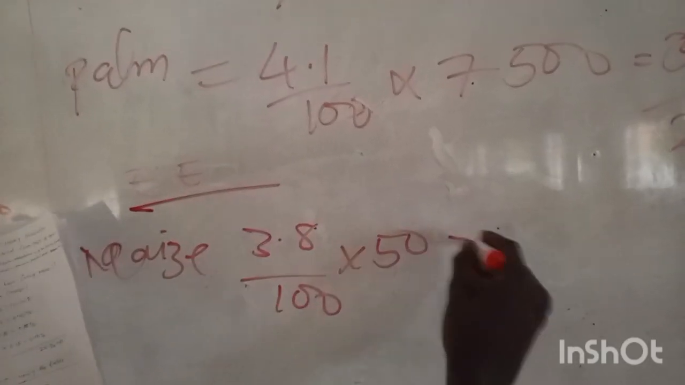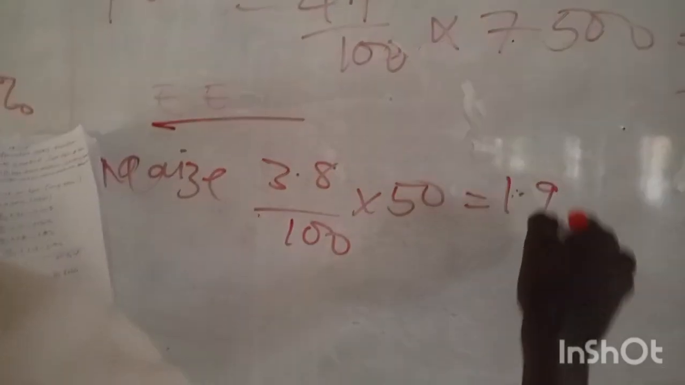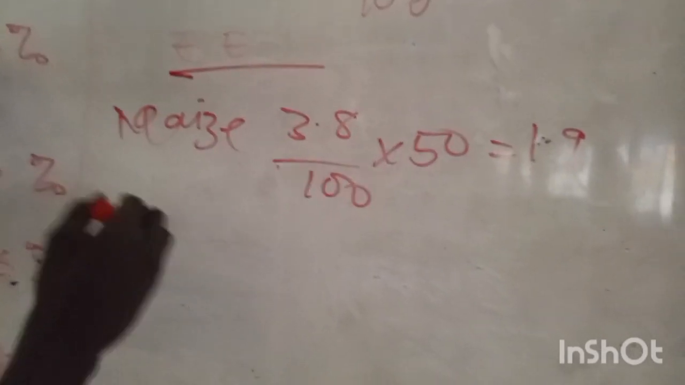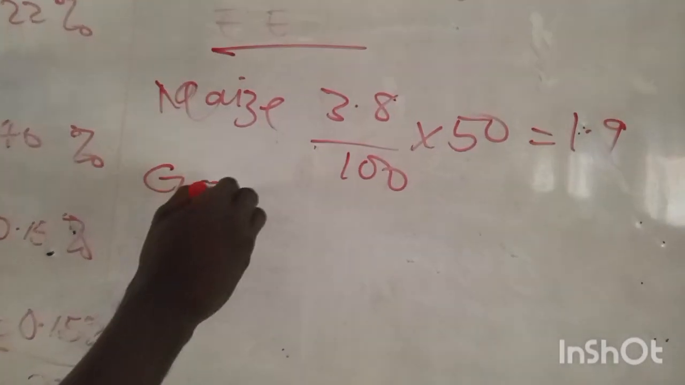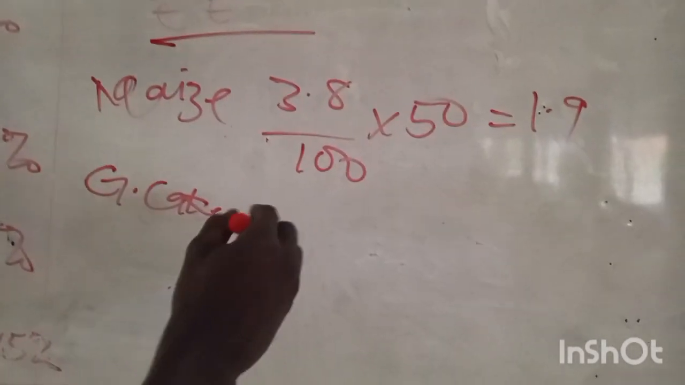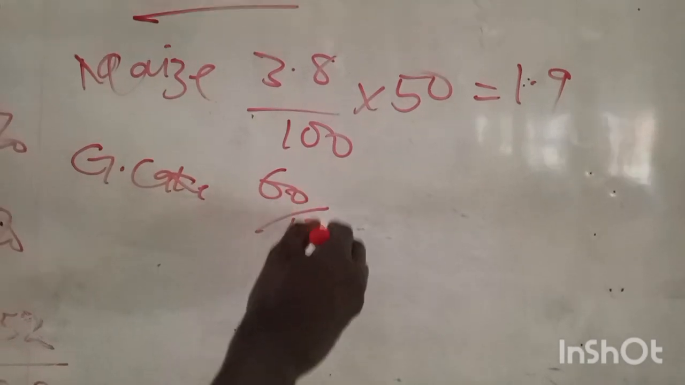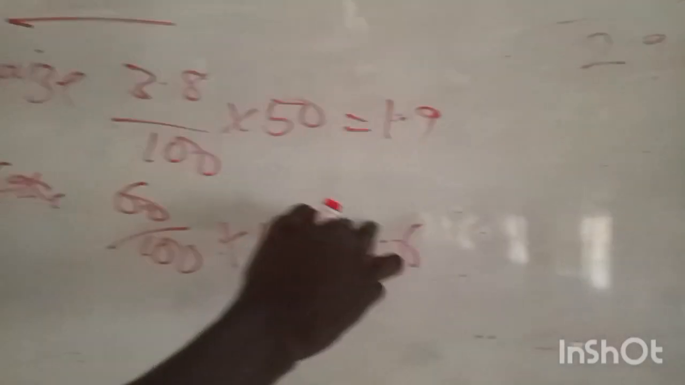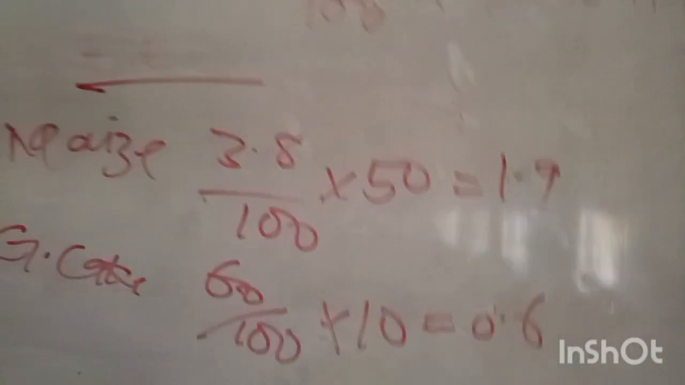Now if you do this, you are going to be having 1.9. Coming down to our groundnut cake, it is 60 divided by 100 times 10, which is equal to 0.6. Then come down to palm oil.